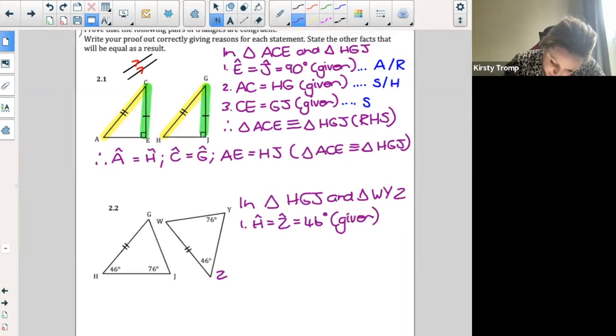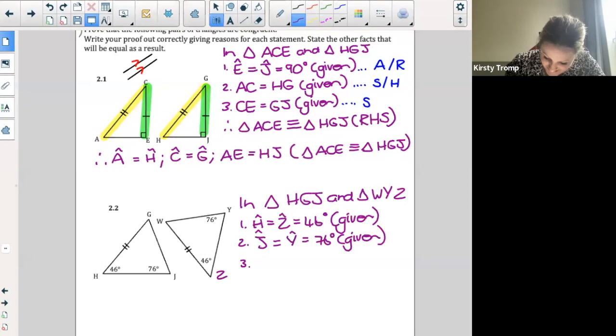Right, give me your second reason. I is equal to Y. Okay, so we've got angle J is equal to, it looks weird on the screen, I get it, equals angle Y, which is equal to 76 degrees. Why? Given. I think you guys just like me saying that. All right, and the last one, what's the last one?